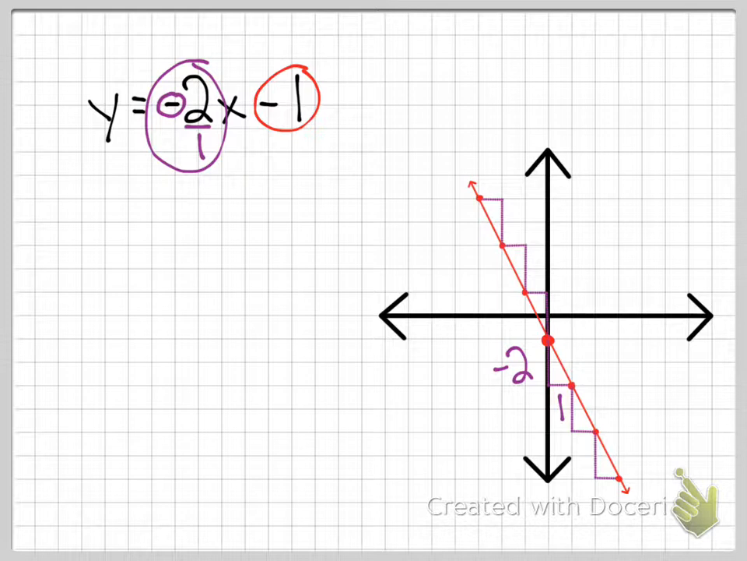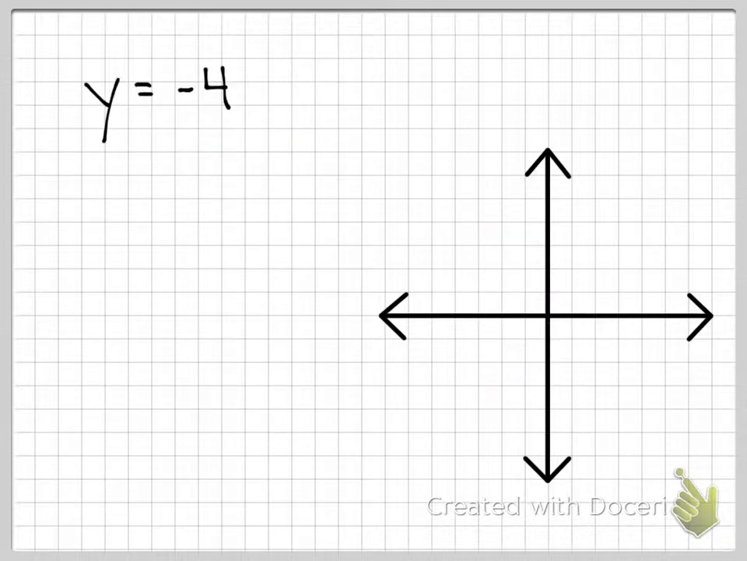Just have a couple more examples for you here. Y equals -4. Well, in this example, we don't have any x's at all. But we do have y equals -4, and that tells me where my y-intercept is. So I can put my point at y equals -4. And again, we have 0x, so it doesn't really matter what x is. For x is anything, y equals -4.